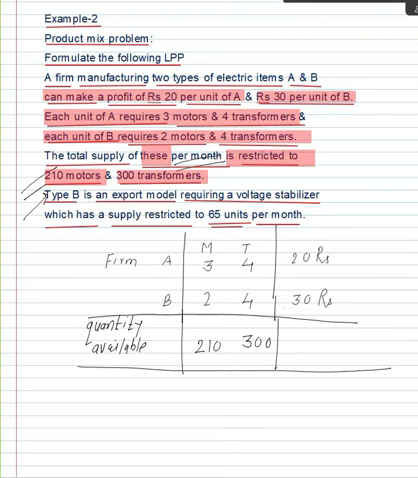And the last statement is type B is an export model requiring voltage stabilizer and it has a supply restricted to 65 units. So the number of units of item B manufactured in the firm should not be greater than 65. So one more number is given, 65.